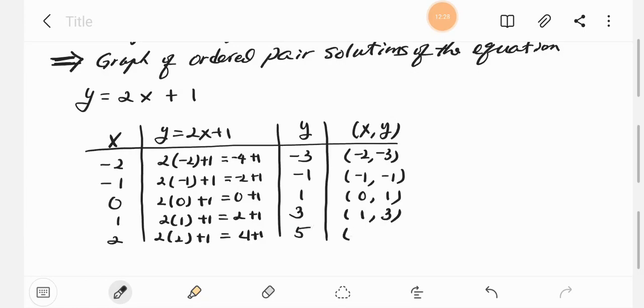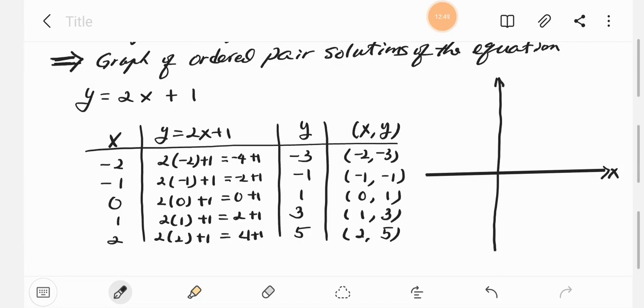So the ordered pair for this is x is 2 and y is 5. All right, so we have found 5 points, 5 ordered pair solutions. Then plot these 5 points on the coordinate system. Then that will be the solution, right? These are the solutions.